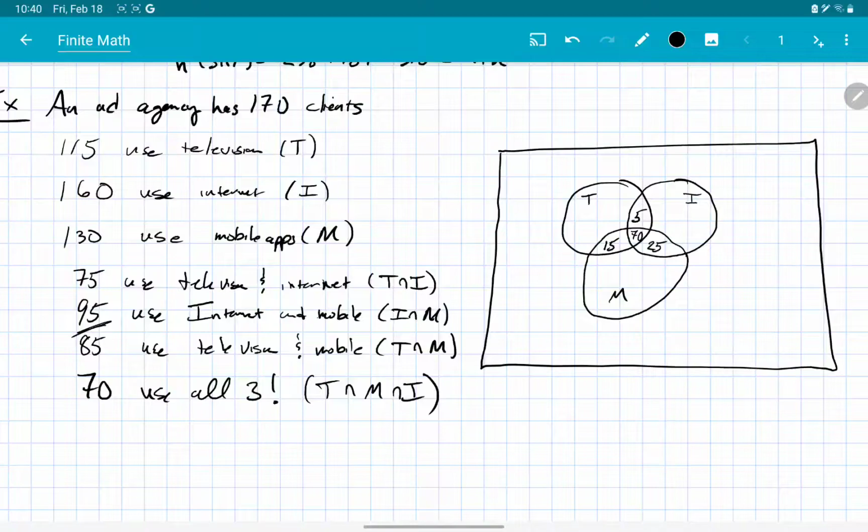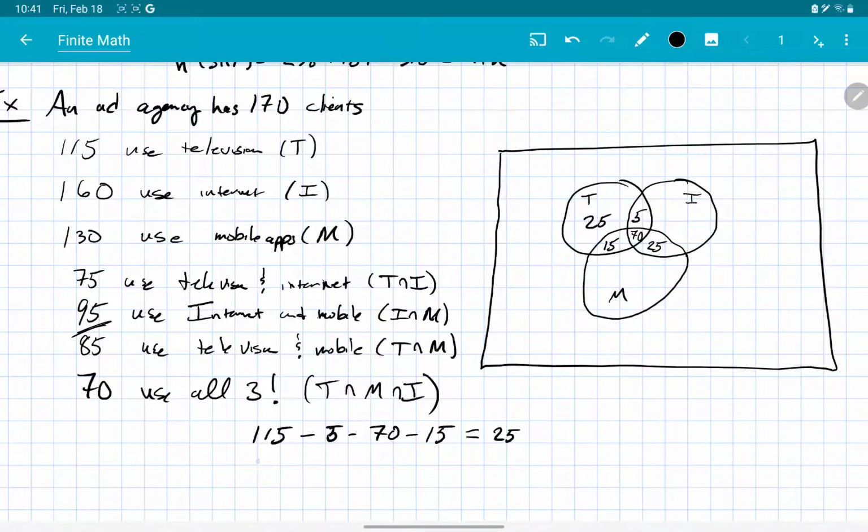Okay. All right, so we're getting there. We're working our way out from the inside. Now we want just television only. That's going to be 115, which is the total television, minus 5, minus 70, minus 15. So that's minus 90 from 115, which is 25. So this is 25.